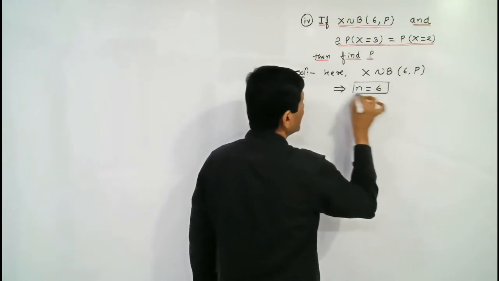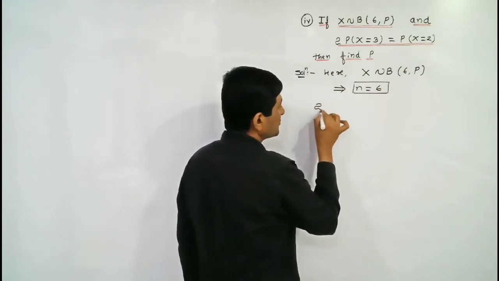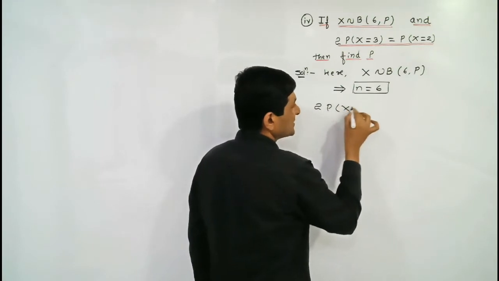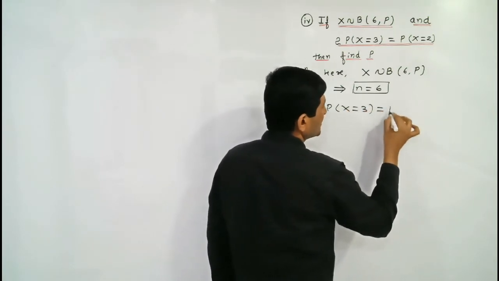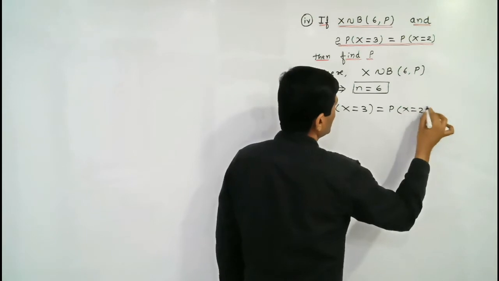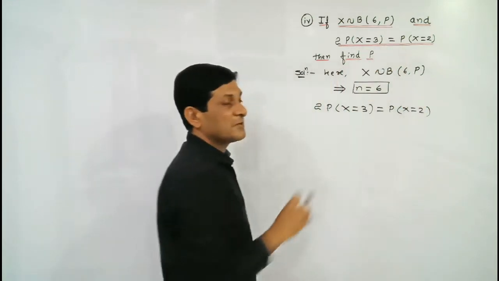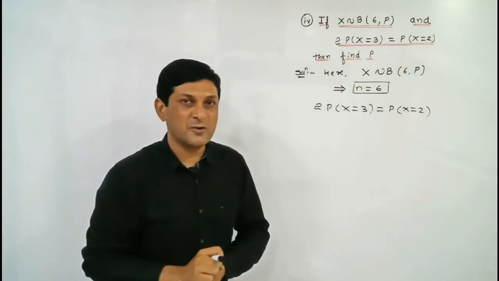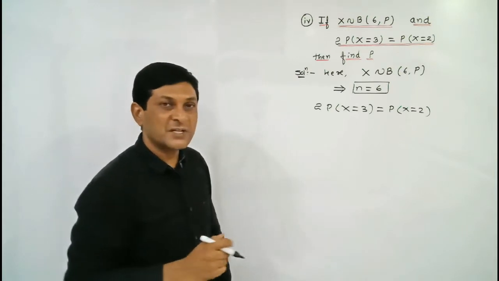Now what is the second condition? It is given to us that twice the probability of X equal to 3 will be equal to probability of X equal to 2. This is the given condition. Simplifying it, we are trying to find out the value of p. So let us simplify this given condition.